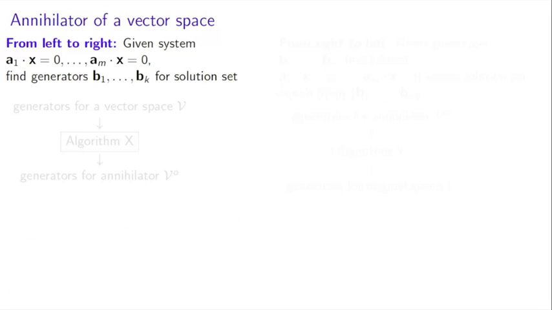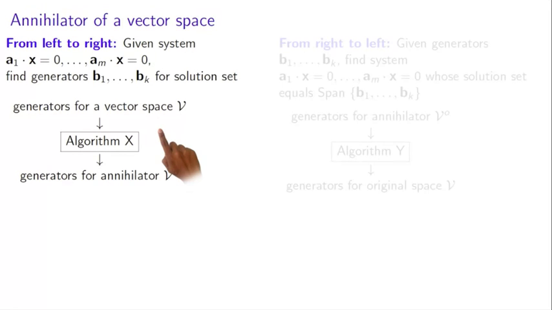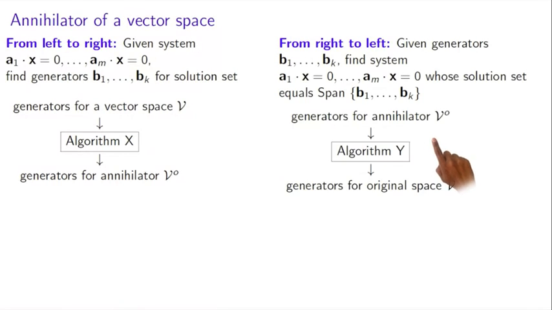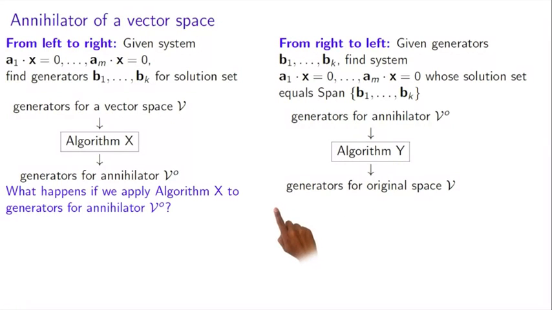I've interpreted the left to right conversion as: given generators for the vector space big V, output generators for the annihilator of big V. Accordingly, I'm going to interpret the reverse conversion problem as: given generators for the annihilator of big V, come up with generators for big V itself. Maybe we could hope for a mysterious algorithm Y to solve this conversion problem. Well, crazy idea, but what would happen if we applied algorithm X to the generators for the annihilator of big V?